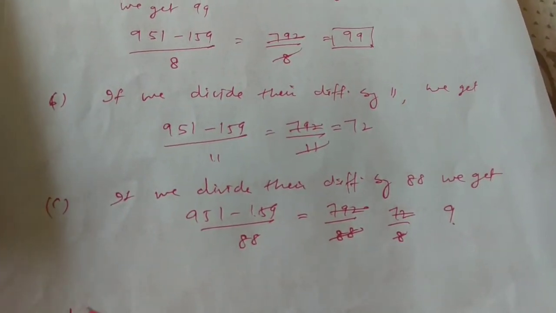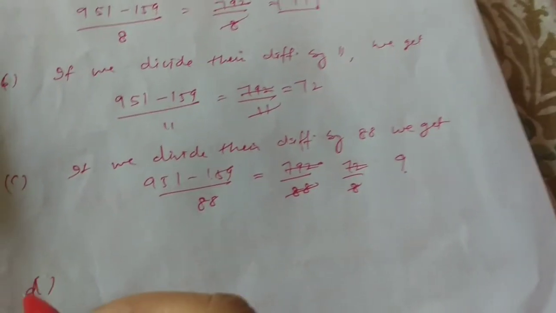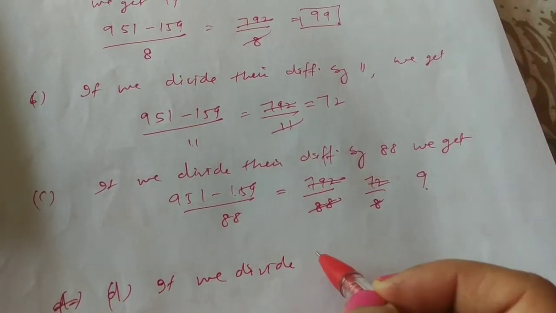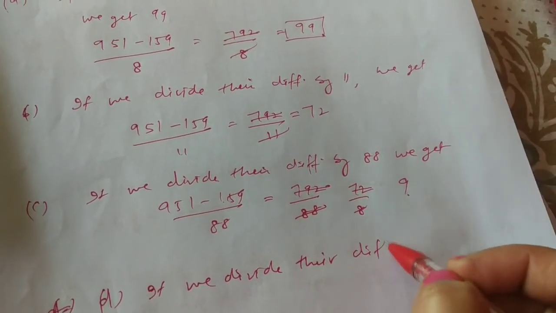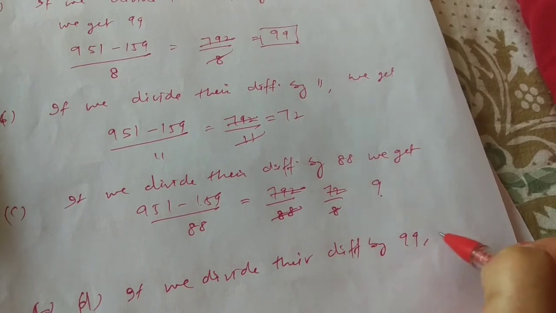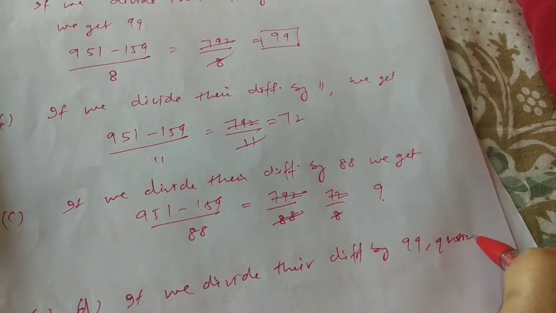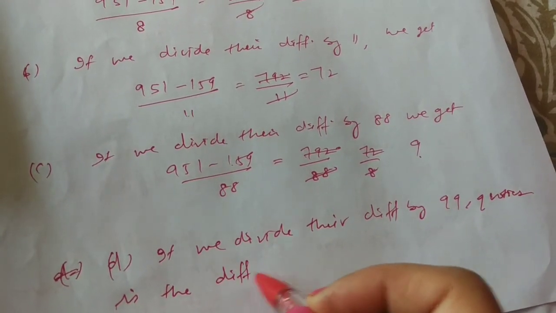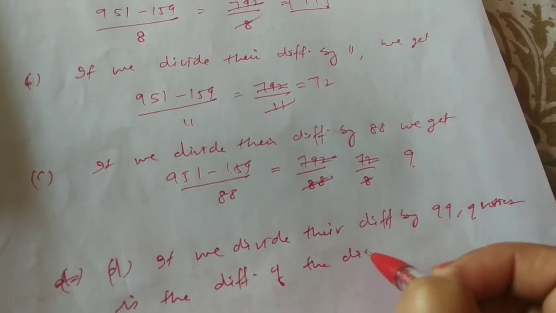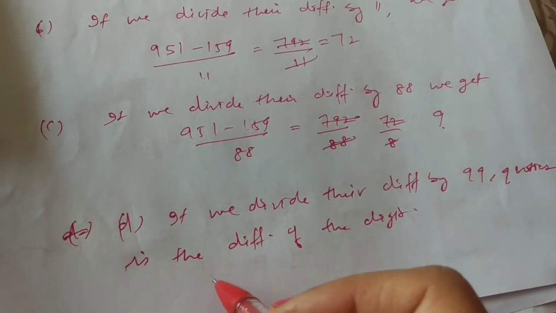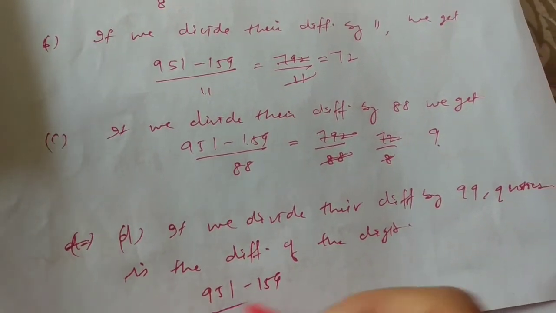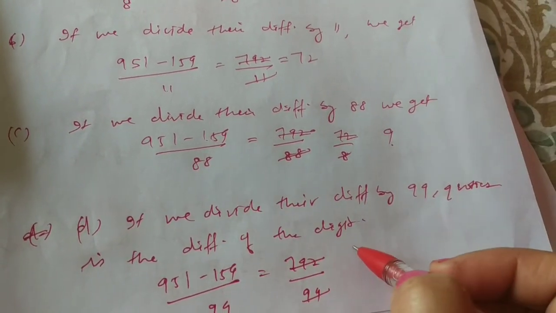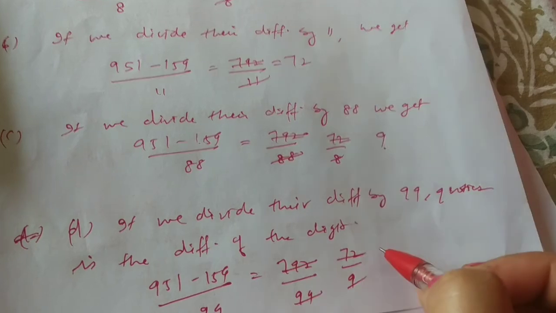Now come to the last part. The last part is: if we divide their difference by 99, the quotient is the difference of the digits. So what would be the difference of the digits? 951 minus 159 by 99, 792 by 99, so further 72 by 9, that is 8.